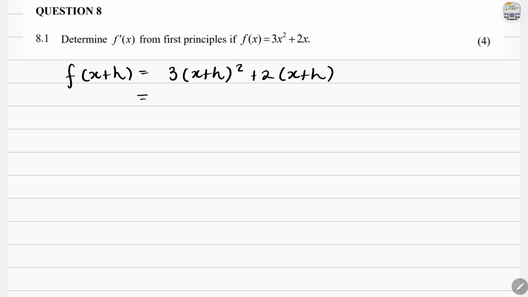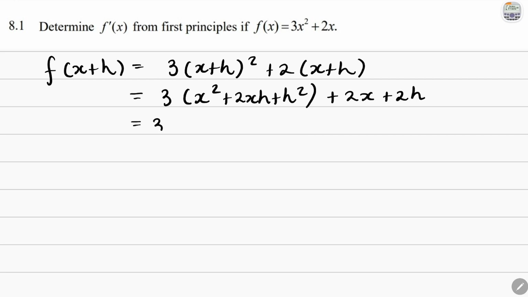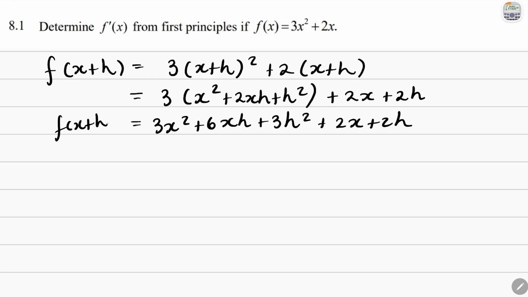Okay, let's simplify. So this is going to be 3 multiplied by, and we will square the first term, giving us x squared, square the last term, giving us positive h squared, and then first term times second term is xh, and then multiply by 2. So this is positive 2xh. Okay, and then we have, if we distribute in here, that is positive 2x plus 2h. Okay, and now we can also just FOIL in here as well. So this is 3x squared plus 6xh plus 3h squared plus 2x plus 2h. And that is f of x plus h.